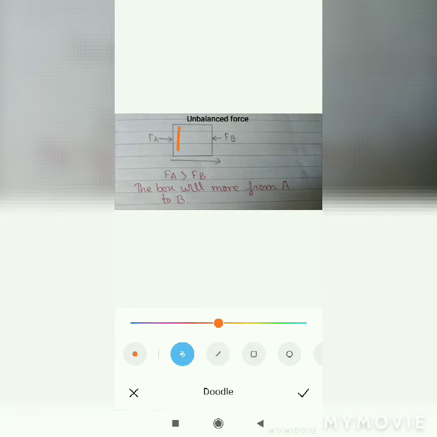Suppose this is a box and from the left hand side there is force A, 10 Newton force is applied, and from the other side, force B, 5 Newton force is applied. So what will happen gradually is that force A will be greater than force B. This means the box will move from A to B.